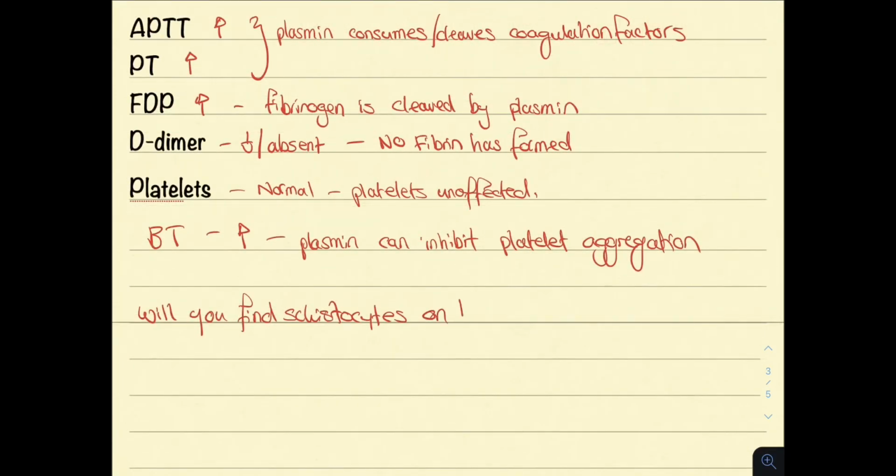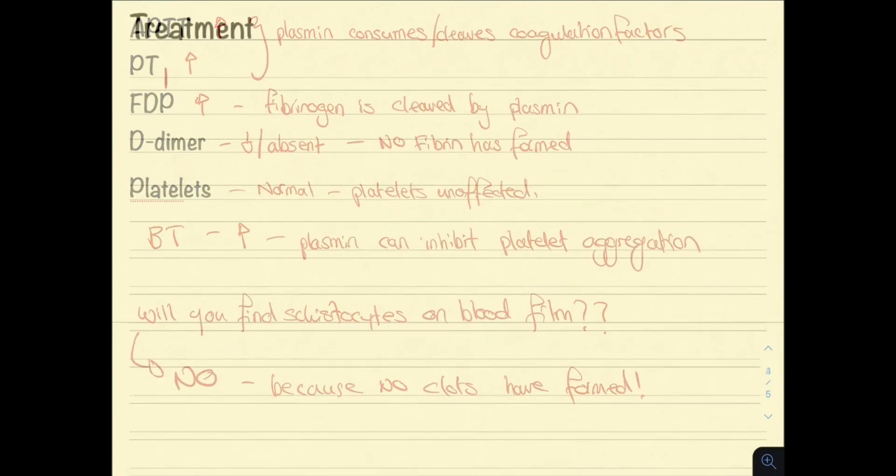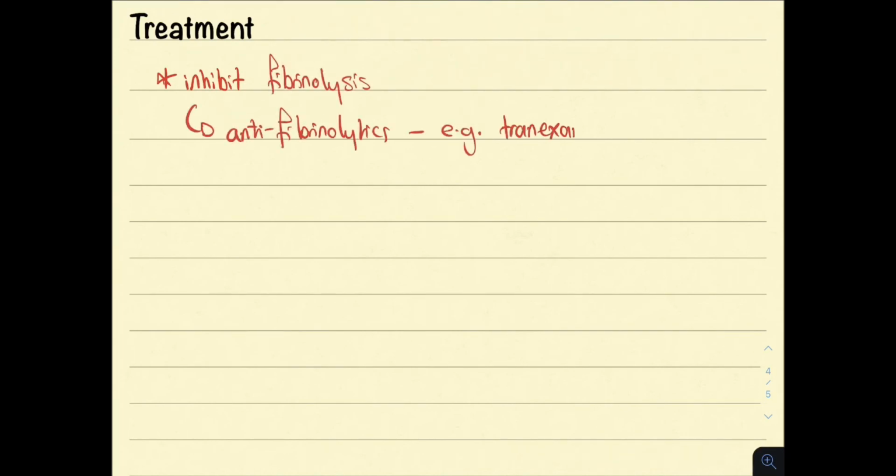Here's a question for you. Would you find schistocytes on blood film? Have a think about this. The answer is no, because again, no clots have formed. In terms of treatment, this is quite straightforward. Patients have excessive fibrinolysis, so you want to inhibit this. You would do this using an antifibrinolytic agent, for example, tranexamic acid.